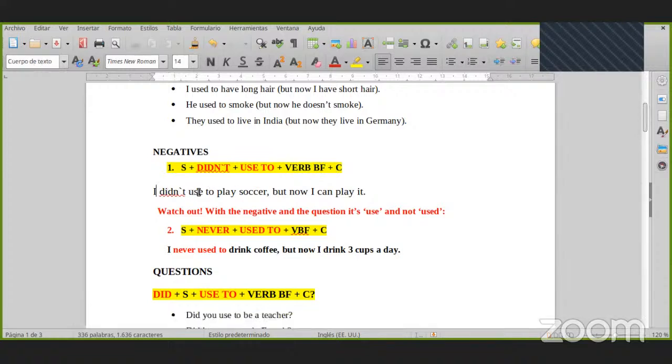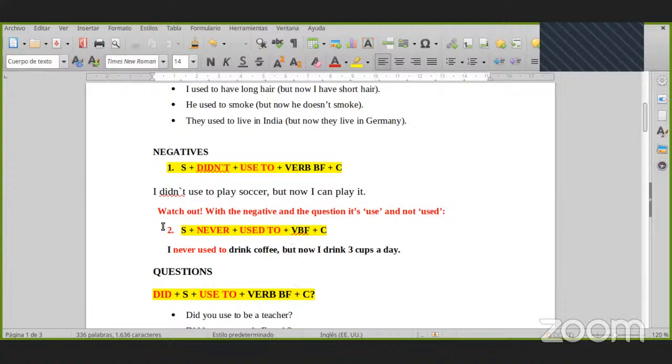I didn't used to play soccer, but now I can play it. Yo no solía jugar fútbol, pero ahora, yo puedo jugar. Okay, this is the first negative when we talk about habits.